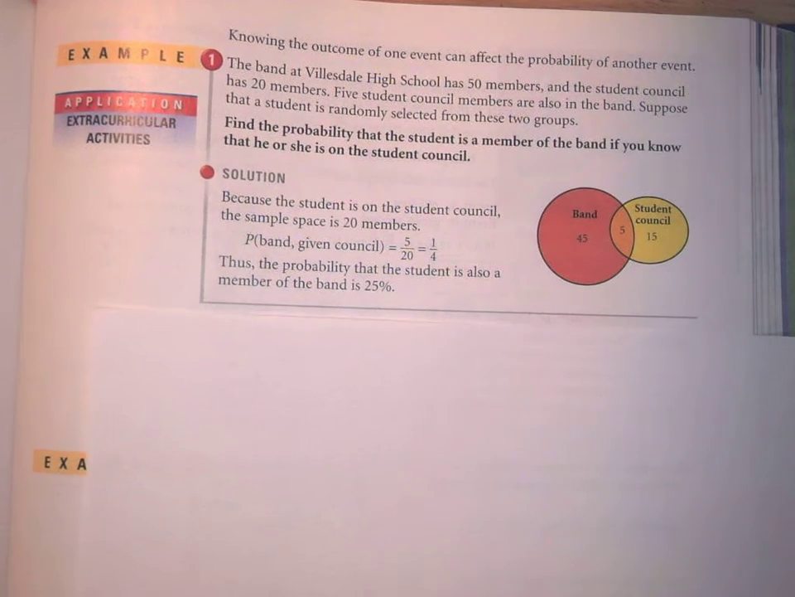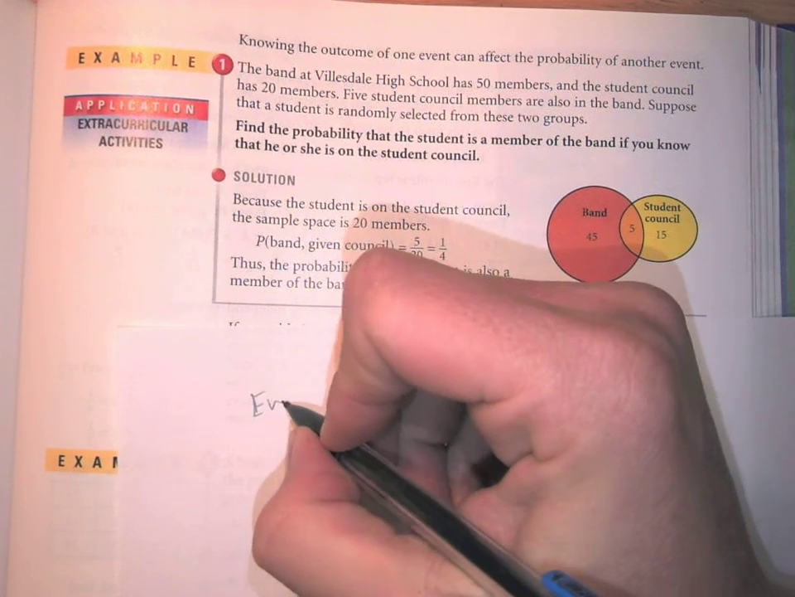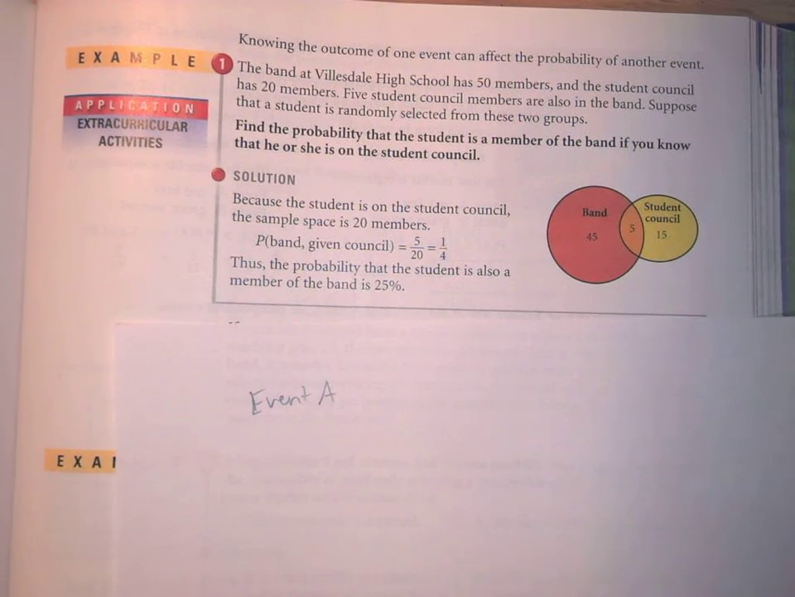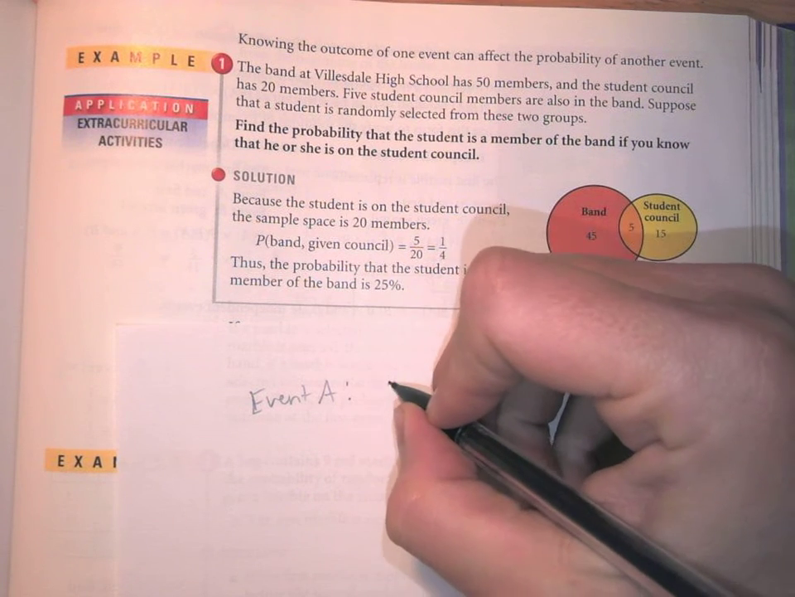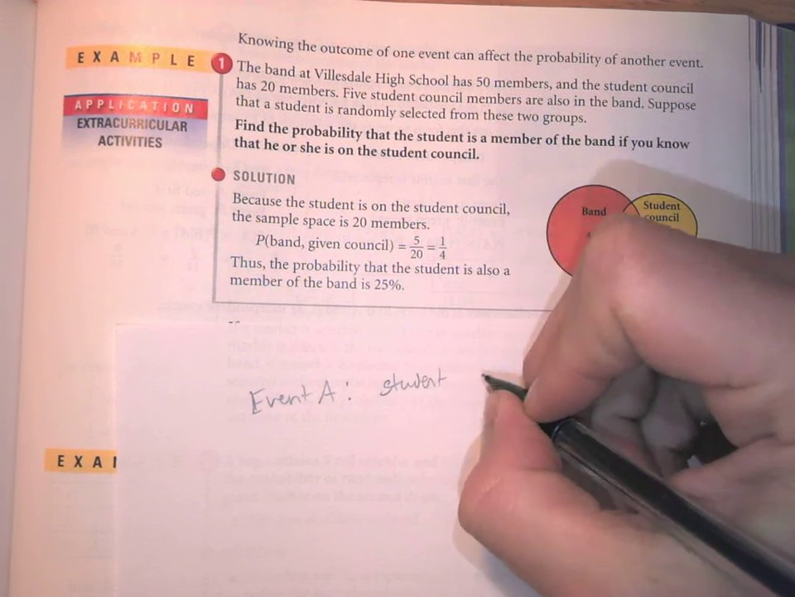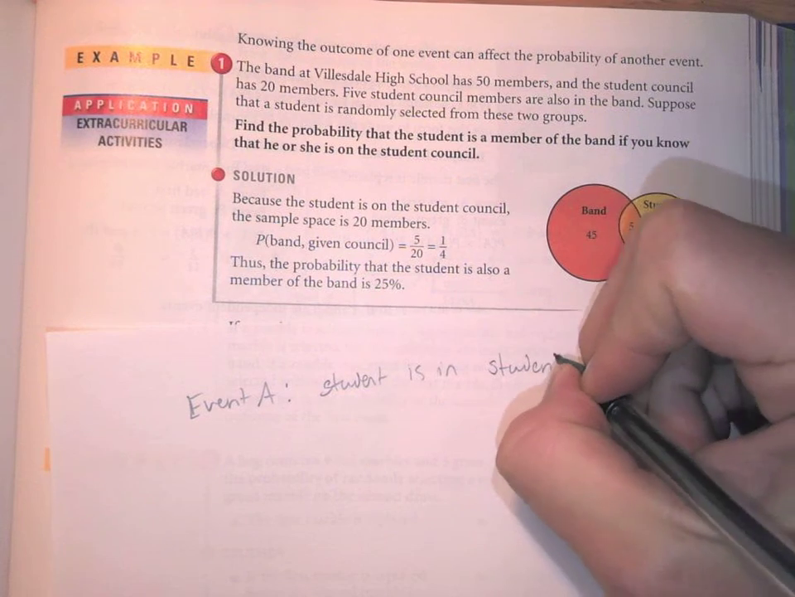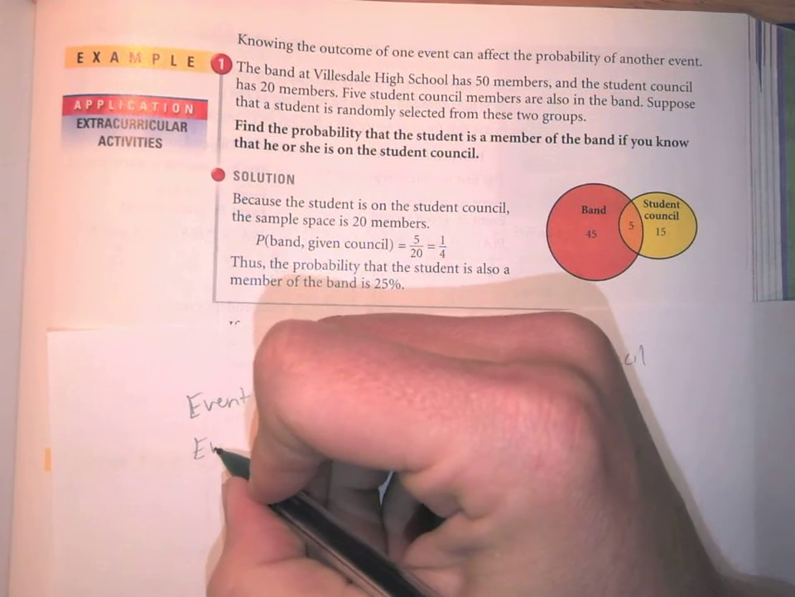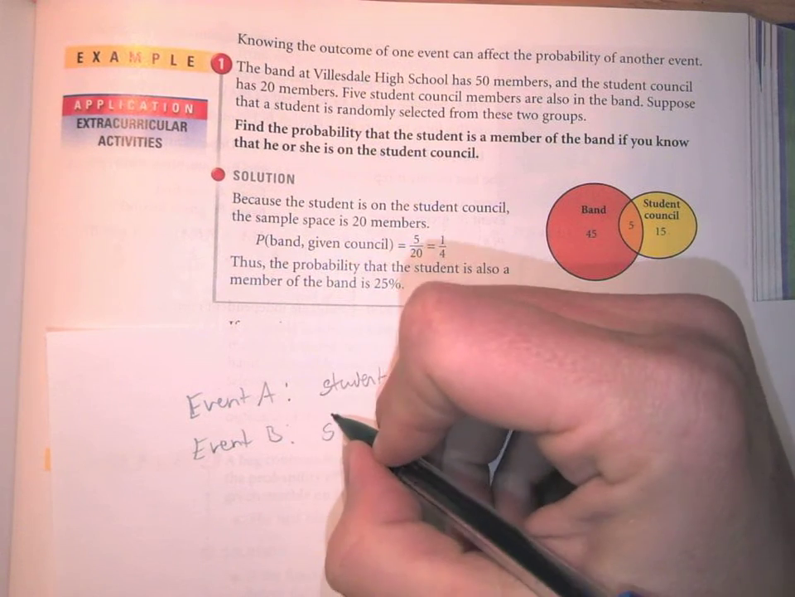Okay. So let's map this out. Let's say event A is they're in student council. Event B is that they're in band.